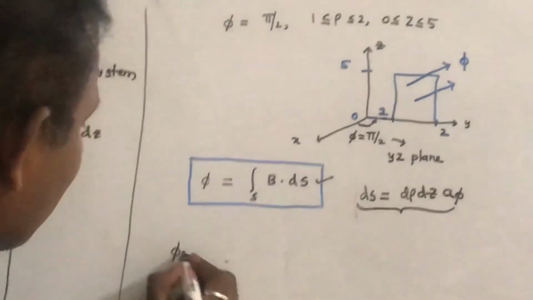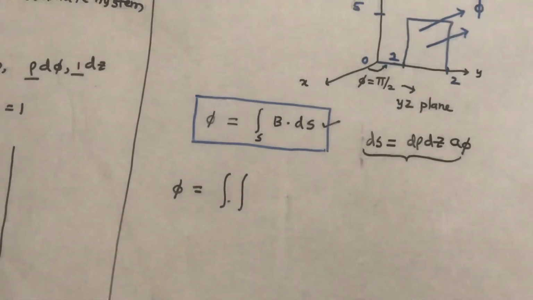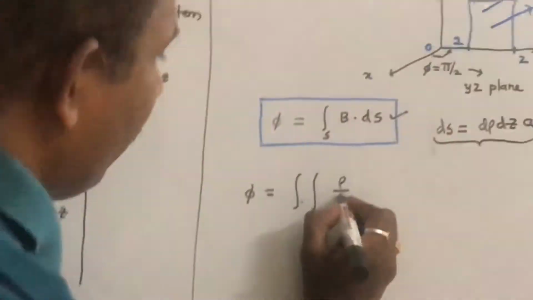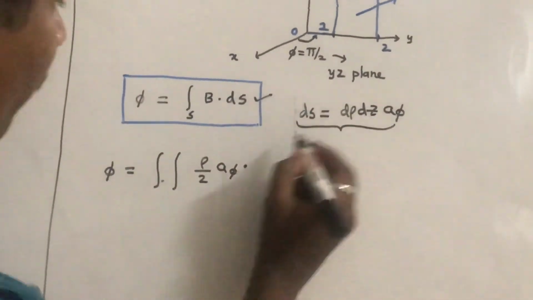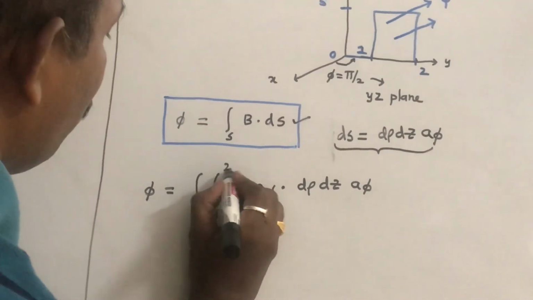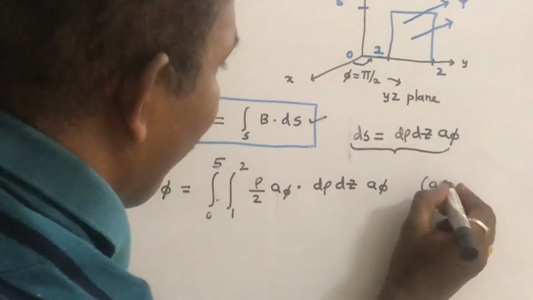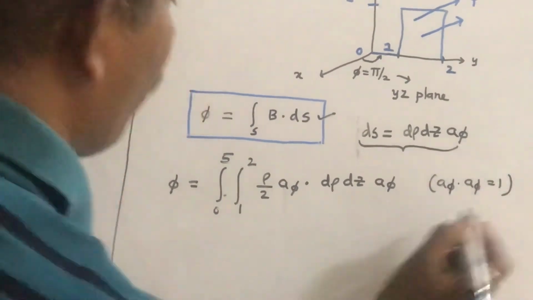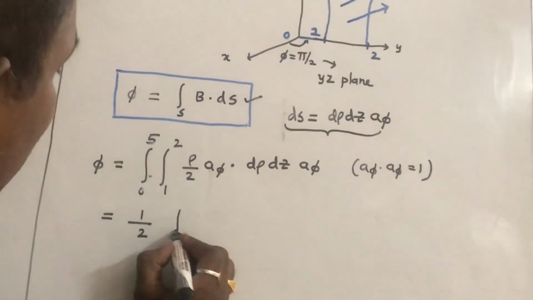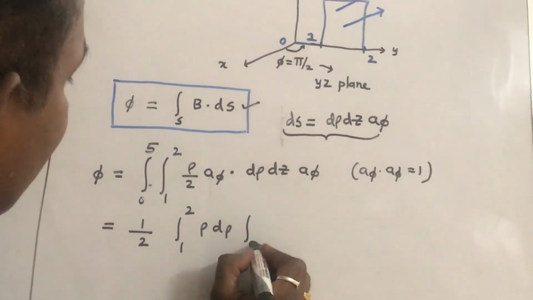So the magnetic flux crossing the given surface is a surface integration, that is two integrations. B we get is rho by 2 into a phi. And ds is d rho dz a phi, where rho is varying from 1 to 2 and z from 0 to 5. a phi dot a phi is 1. So we take 1 by 2 outside and separate the integrations: rho d rho from 1 to 2, and dz from 0 to 5.